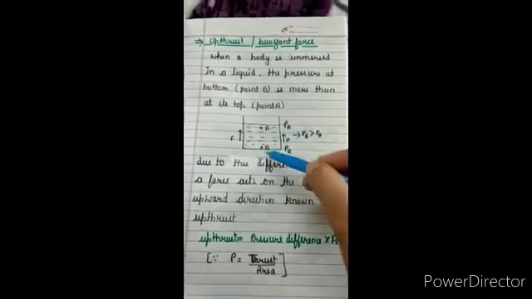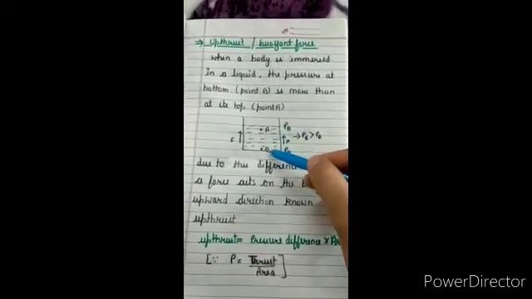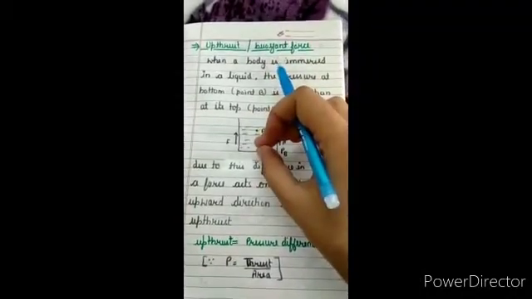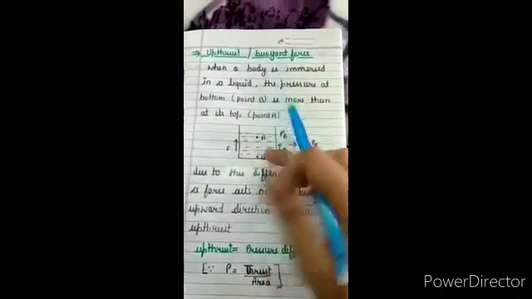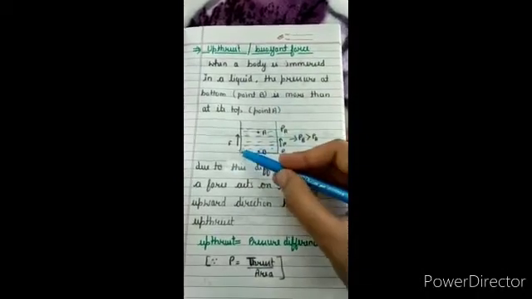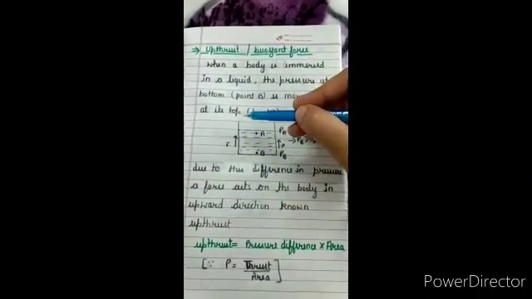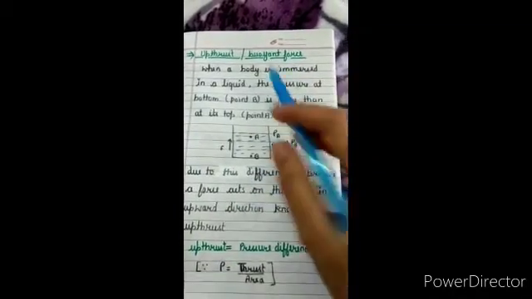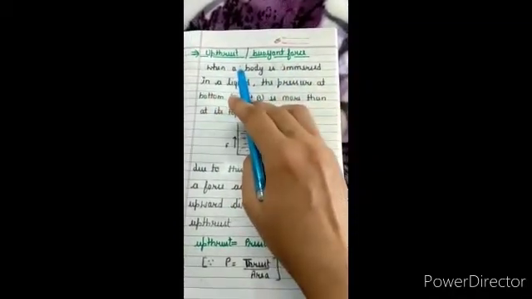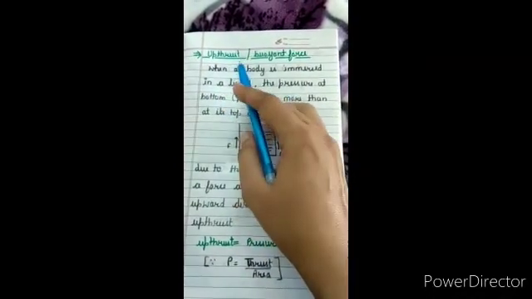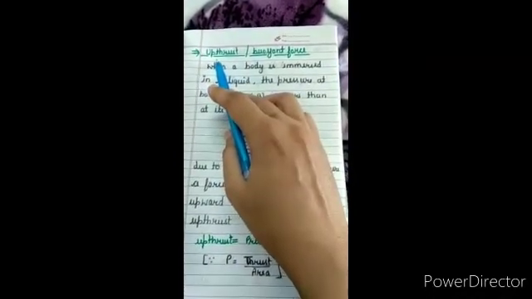So due to this difference in the liquid pressure, there is a force which acts in the upward direction on the body. When a body is immersed inside this liquid, due to the difference in the liquid pressure, a force will act on that body in the upward direction. That force is known as buoyant force or upthrust. As the name itself suggests, upthrust: thrust is a force acting in the upward direction.